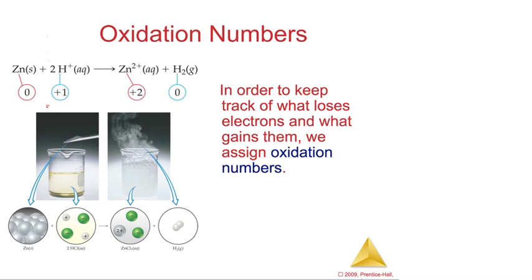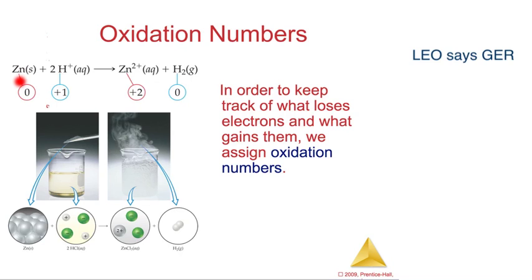So what is oxidation? Remember our old saying, LEO says GER. LEO, loss of electrons is oxidation, and gain of electrons is reduction. And so we use oxidation numbers to keep track of which species is gaining electrons and undergoing reduction, and which species is losing electrons and undergoing oxidation.